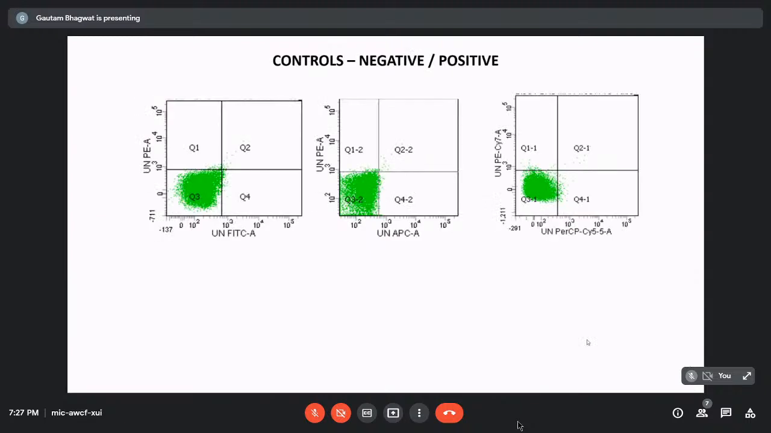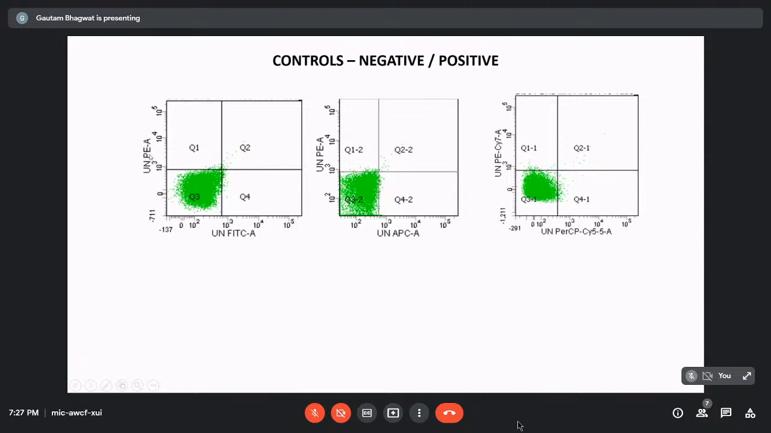Another thing that we put in our tubes is a negative control. So negative control is nothing. We have not put any dye or any antibody in these fluorochromes. Why is it important? Because sometimes the cells have their autofluorescence. They emit certain wavelengths of their own.